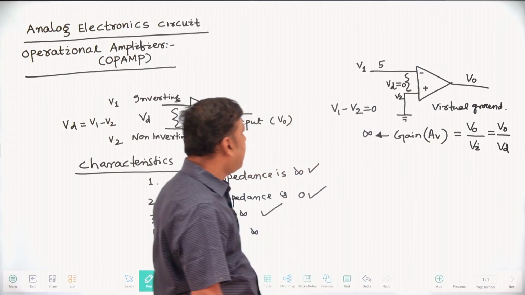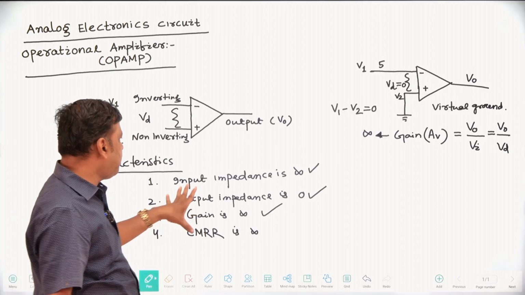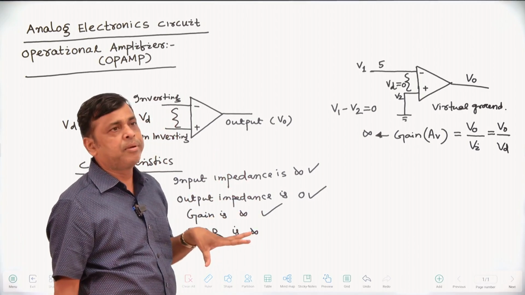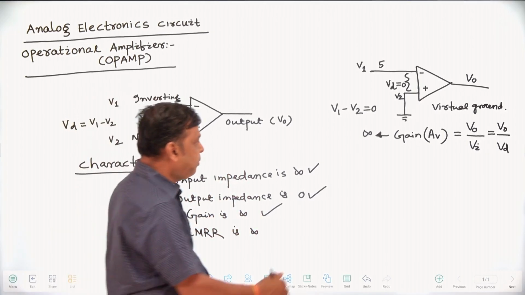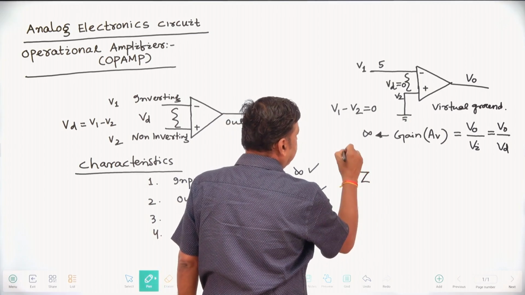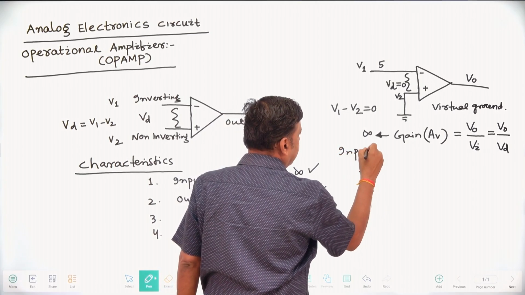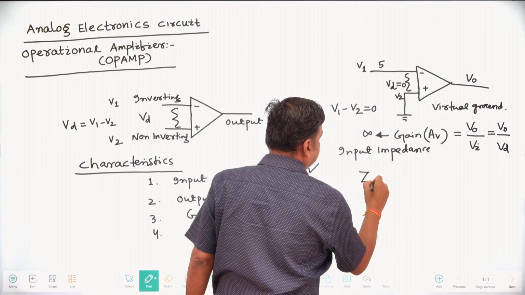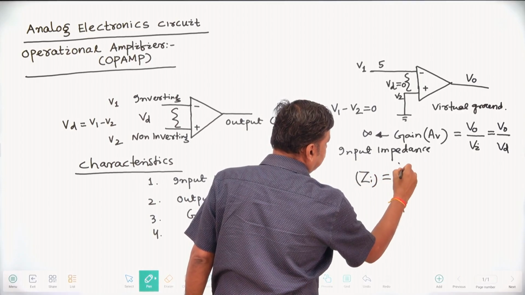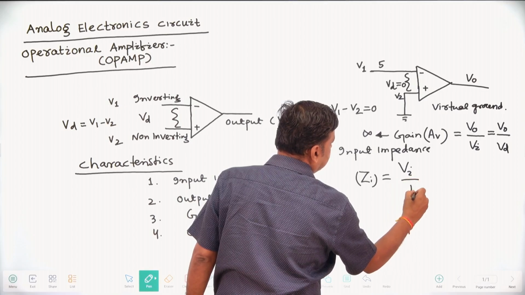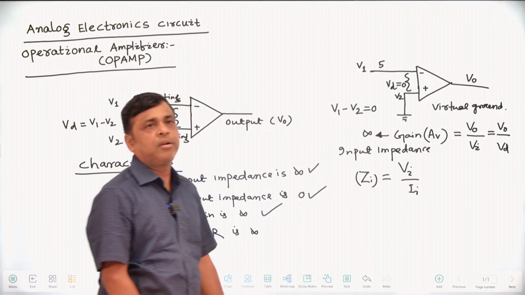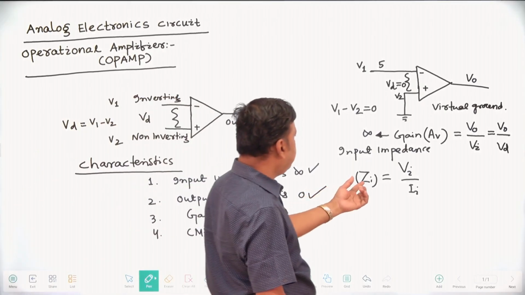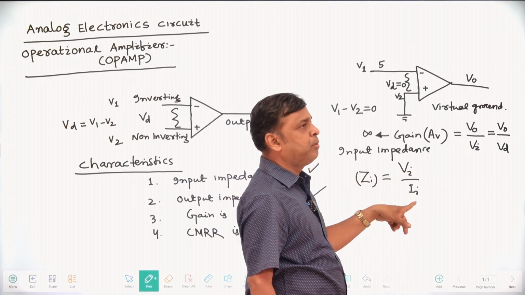So that's why in case of an operational amplifier, one of the properties is that the gain is infinite. Another one is that the input impedance is infinite. What is input impedance? Symbolically, input impedance is Zi. Input impedance is nothing but input voltage by input current. Voltage by current is resistance, or resistance is nothing but impedance. So input impedance means input voltage by input current.